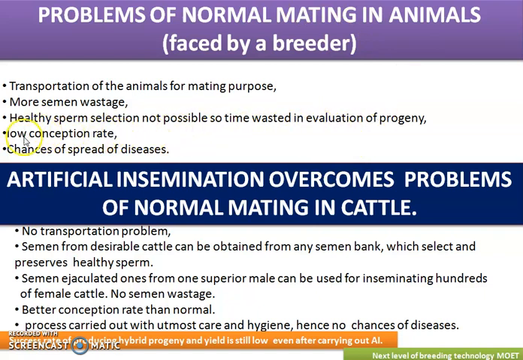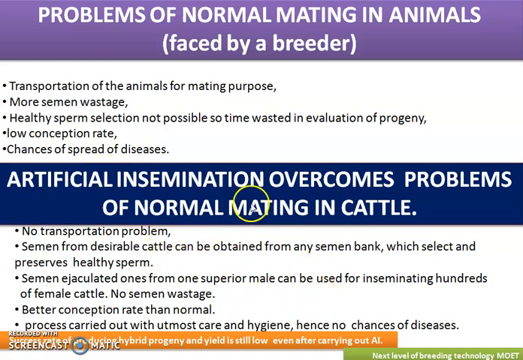Then even the conception rate is very low. It is not necessary that in normal mating, even if you transport a superior bull and allow mating with the female cow in your farm, there is a guarantee that this female will get impregnated and give birth to the calf. So conceiving is not guaranteed here. Chances of spread of diseases are also there. You cannot take care of hygiene while allowing mating. So all those problems are there.